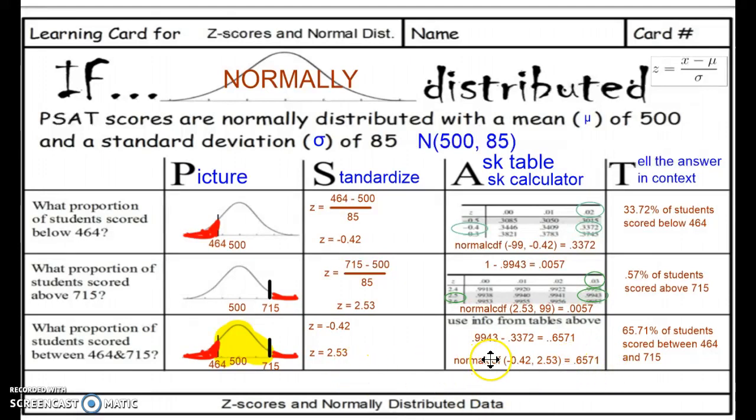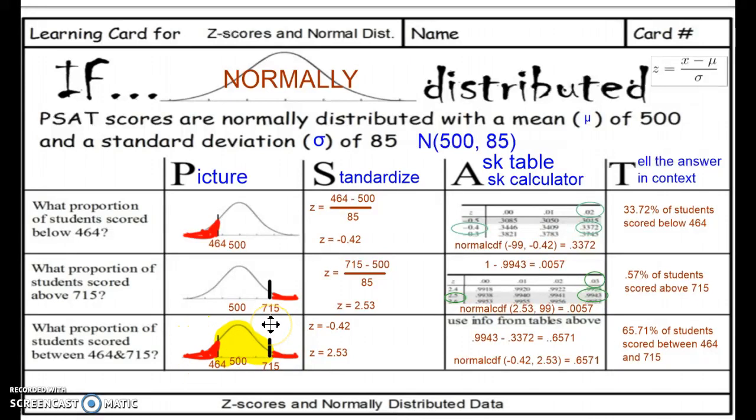Now, if I'm using my table, what I'm going to do is take the area to the left of 2.53, which is 0.9943. That would be this yellow area plus this red tail on the left. And I'm going to subtract away the area to the left of negative 0.42, which is 0.3372. So basically, this calculation right here, 0.9943 minus 0.3372, is the yellow area and the tail on the left minus the tail on the left.